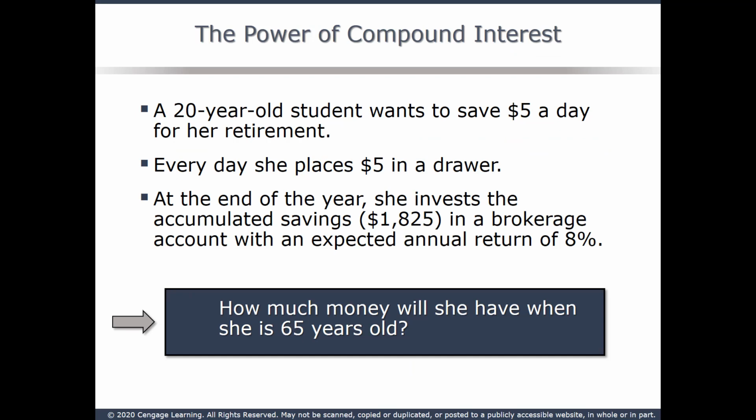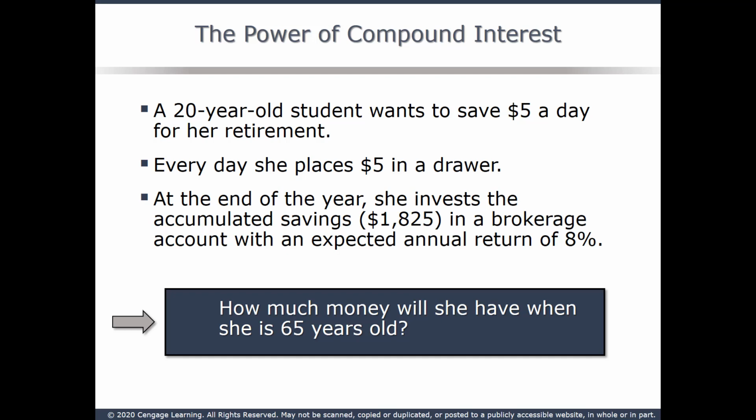Here's a real-world example of the power of compounding. A 20-year-old student wants to save $5 a day for her retirement. So every day she puts $5 in a drawer. At the end of the year, she invests the accumulated savings, $1,825, in a brokerage account with an expected annual return of 8%. How much money will she have when she's 65 years old?